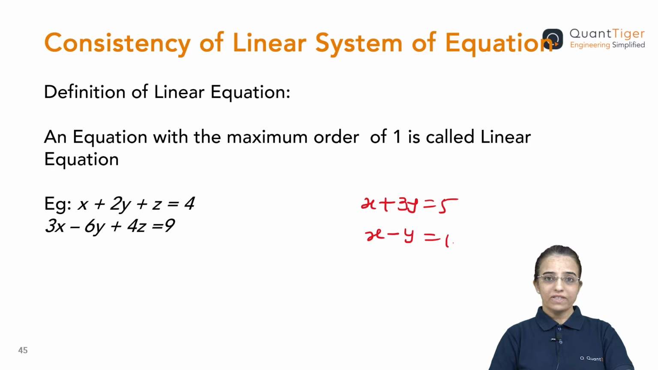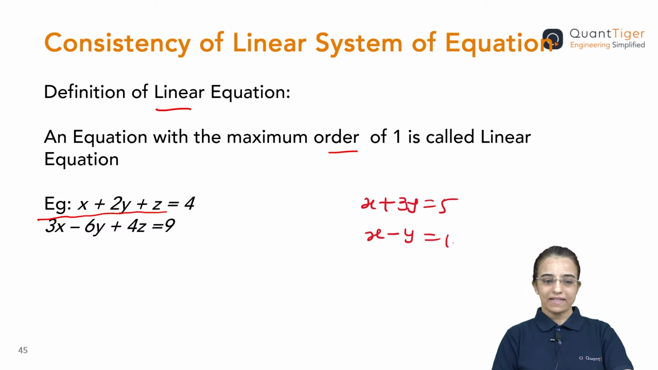First of all, what is linear? Linear, this term we have used almost everywhere in maths. So whenever we say linear, it means that in the given equation the maximum order of the variable should be 1. So for example, I have taken here some equations, x plus 2y plus z.